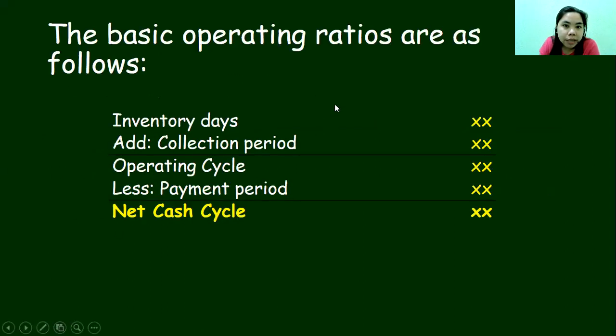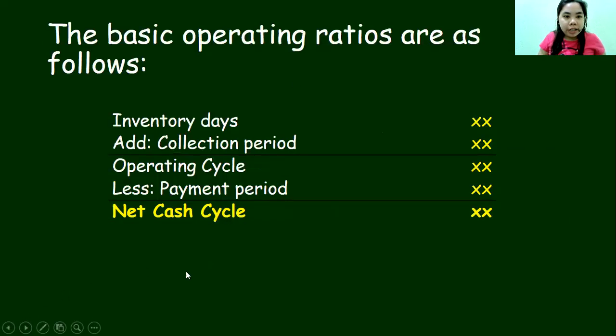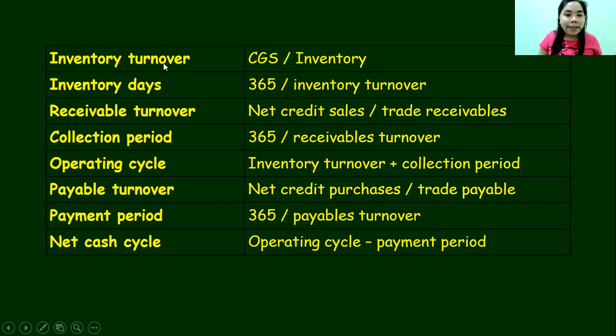Okay. So the basic operating ratios are as follows. You have inventory days plus the collection period. That's your operating cycle, less your payment period, equals your net cash cycle, which is also known as your cash conversion cycle. To understand this, you have here different formulas. This formula is broken down into these formulas.